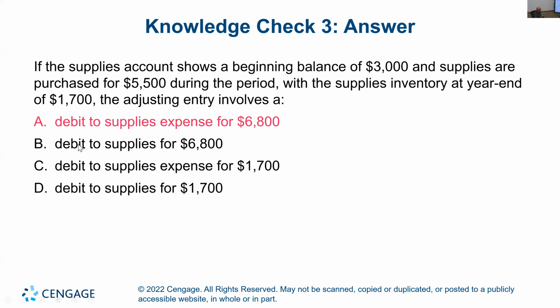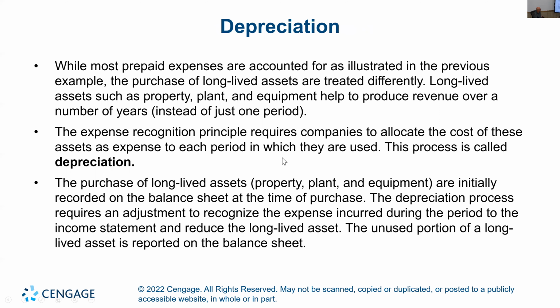And to be correct, we would credit supplies for 6,800. The last type of adjusting entry we have to talk about is depreciation. Depreciation is kind of like a prepaid expense.